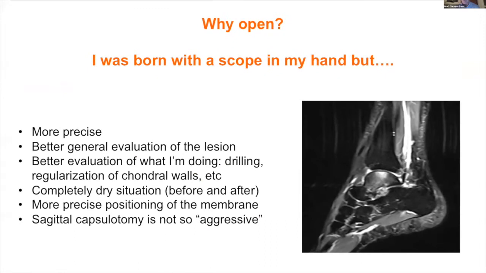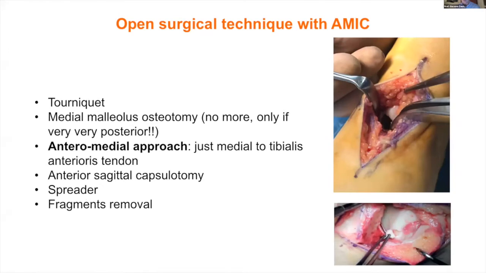Why open? I always say that I was born with a scope in my hand, but in this kind of operation, I think I am more precise opening the ankle. I have a better general evaluation of the lesion, a better evaluation of what I'm doing, if I'm drilling, regularizing the chondral walls, and so on. I have a completely dry situation before and after the implant of the membrane. I am more precise in positioning the membrane, and a sagittal capsulotomy is not so aggressive. So this is what I generally do with an open surgical technique.